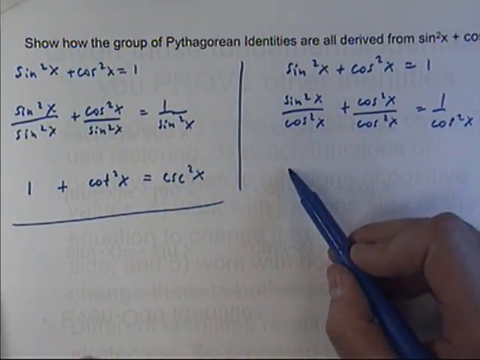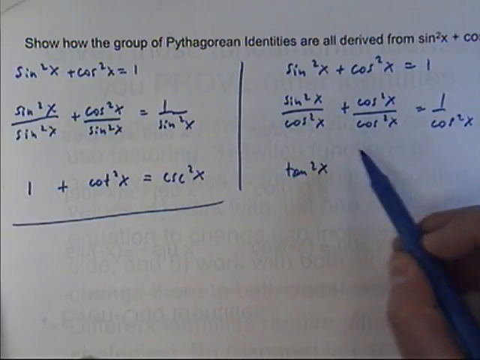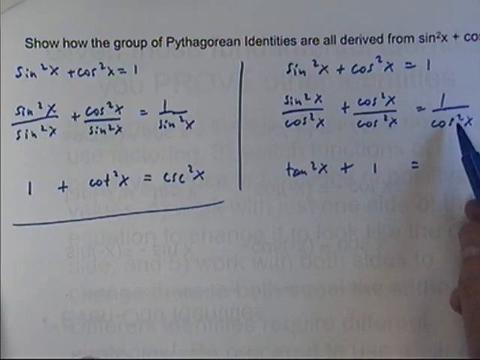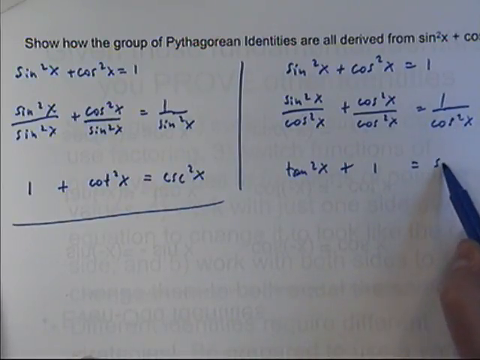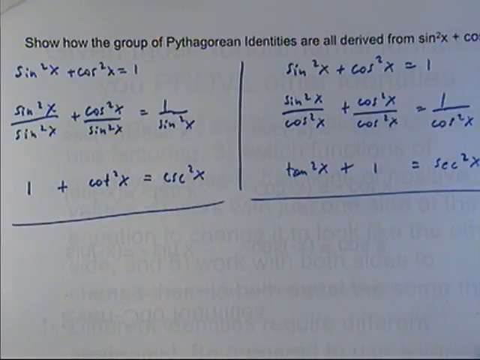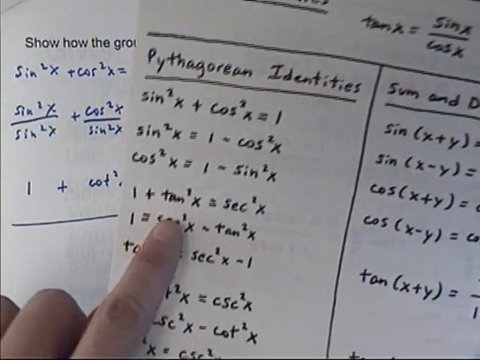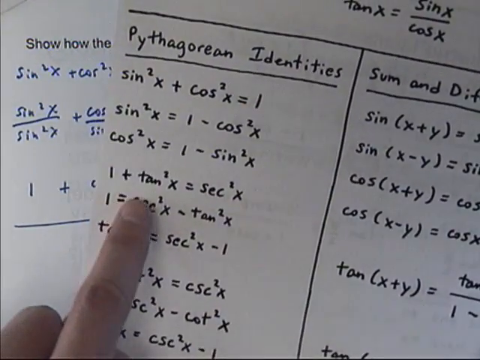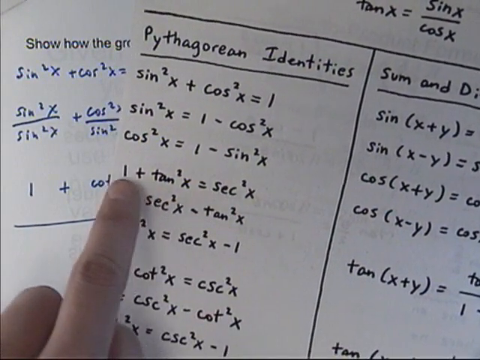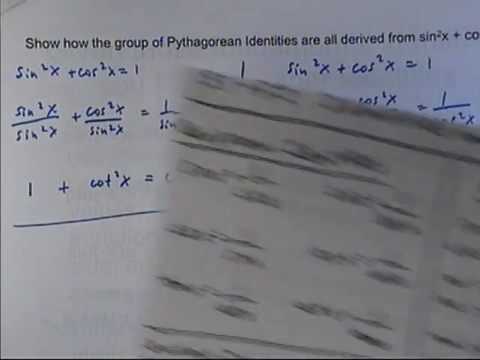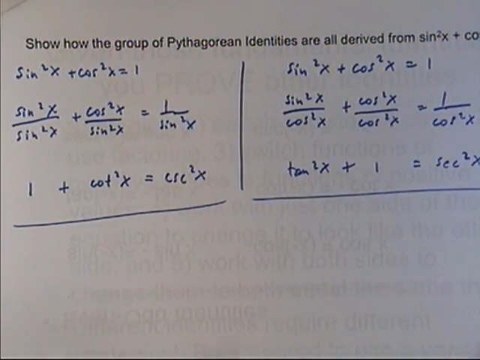sine squared over cosine squared is tangent squared. The second term is obviously a 1. And then 1 over cosine is secant, so 1 over cosine squared is secant squared. So you can see that that is the second main Pythagorean identity. Now these 2 are a little backwards, but it doesn't really matter. It's the same thing as this. Okay?